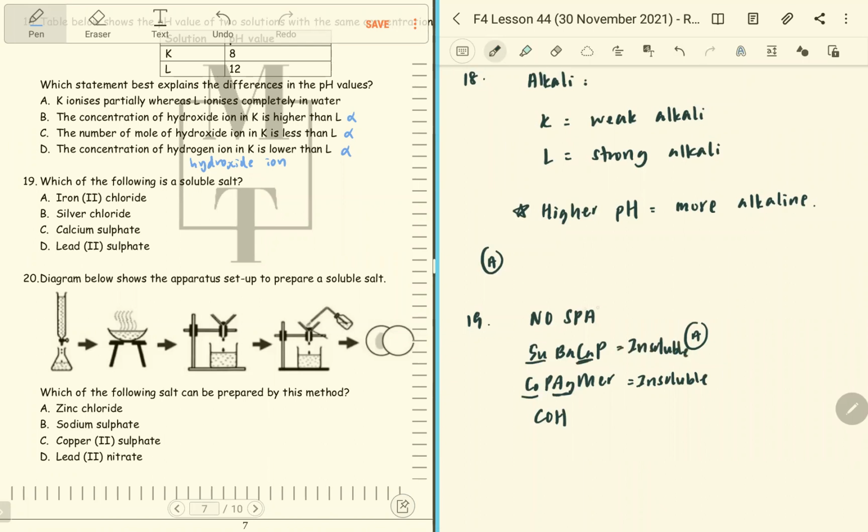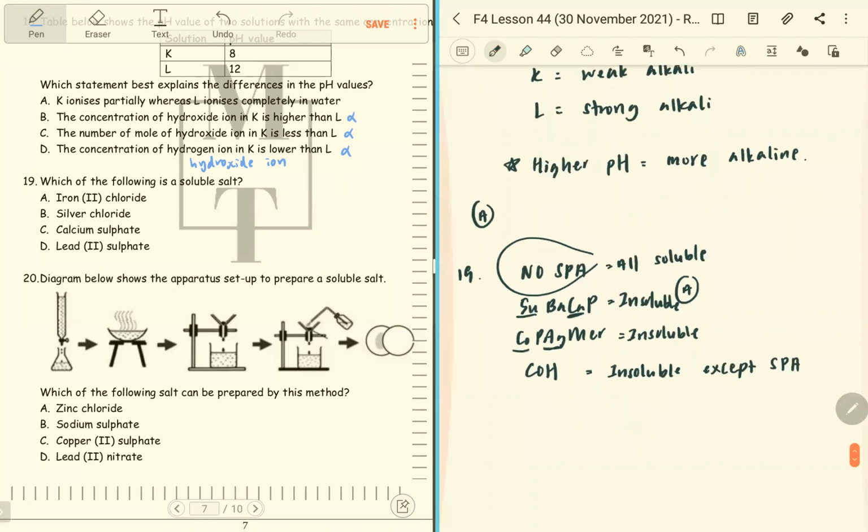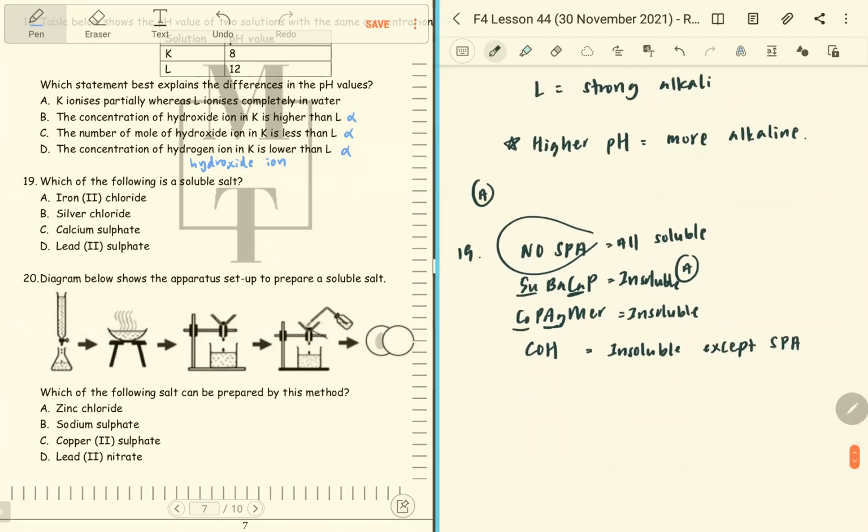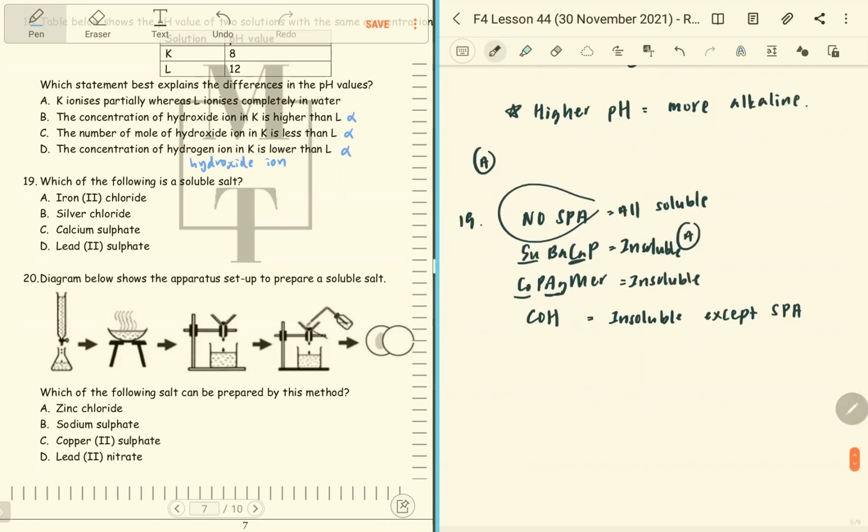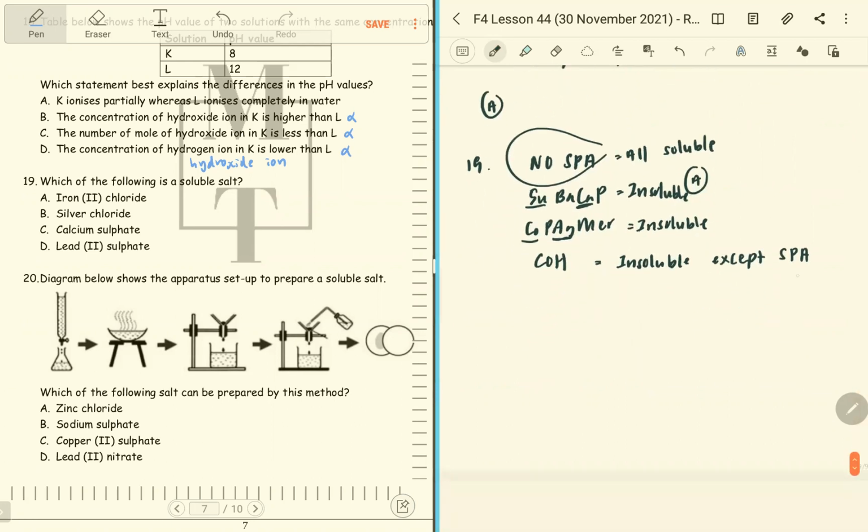All no spa is all soluble, just for information in case you've forgotten. And all core salts are insoluble except spa. So if you have sodium carbonate, sodium oxide, sodium hydroxide, potassium carbonate, potassium oxide, potassium hydroxide, ammonium carbonate, ammonium oxide, ammonium hydroxide, they're all soluble. The rest will be insoluble. As long as you have spa, you are soluble, because go back to the first rule: all no spa salts are soluble. The first rule is always stronger than the fourth rule.